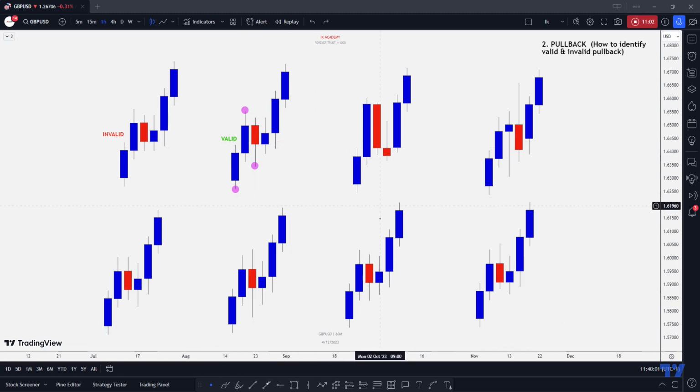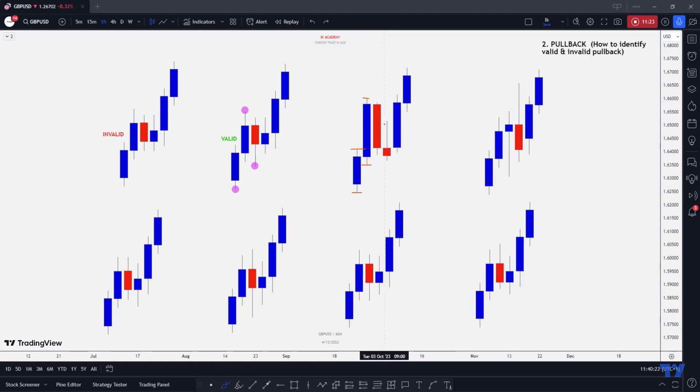So the next example, what do we have? Just like the first example, we have price printed this high. This is the low. Price did not take out the low. We have this high to this low. Price did not take this one out.